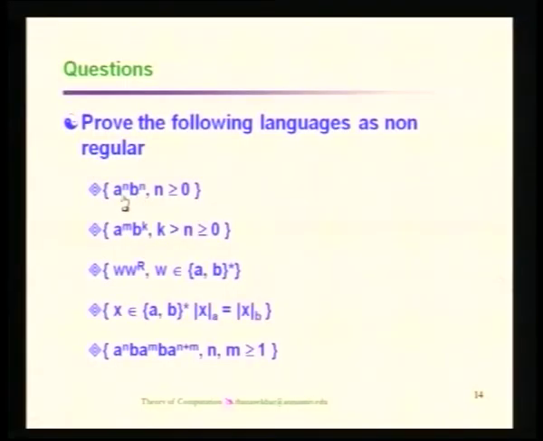Here we have some of the problems. We have a power n followed by b power n, where the number of a's and the number of b's are the same. Here the number of a's is going to be less than the number of b's. So, that is one condition. Another one is the set of all palindromes, w w reverse, and another one here is x where the number of a's and the number of b's are going to be the same. Then here also the total number of a's must be equal to the number of a's in the third part of the string.